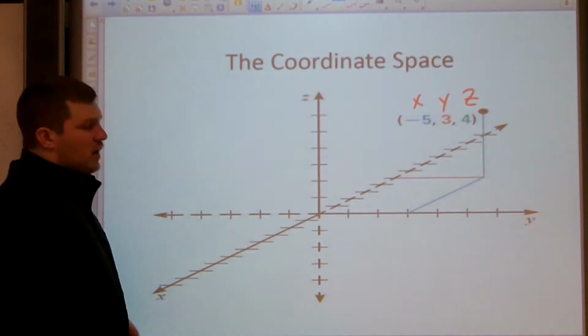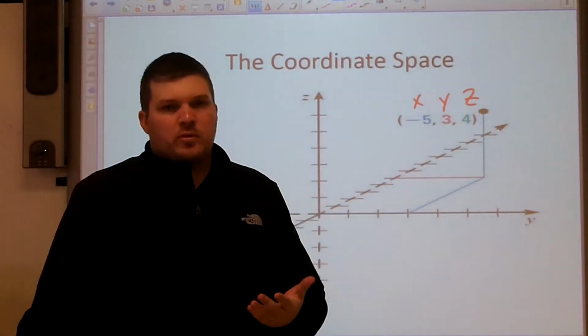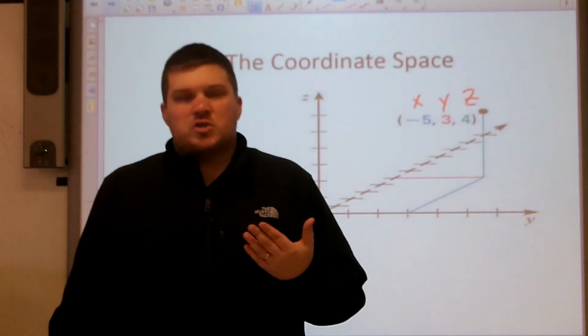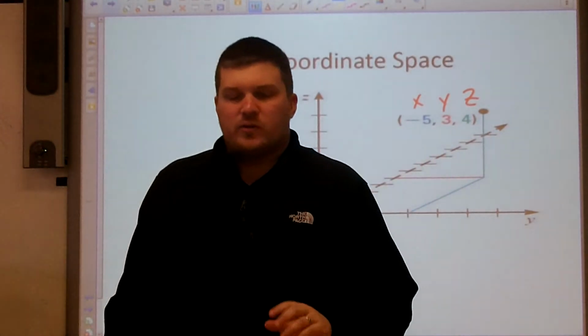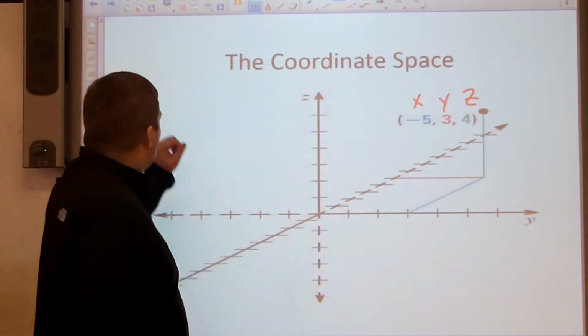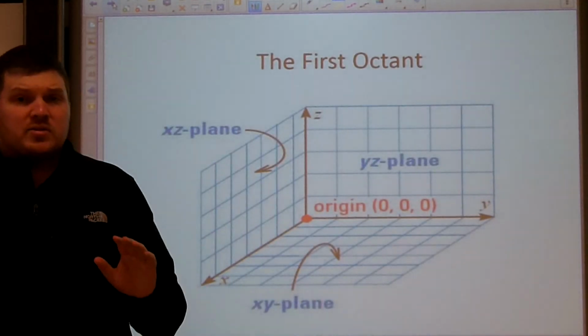I would strongly suggest you maybe copy this axis down, print one out offline, and just pick some random ordered triples and try to graph them yourself until you understand what's going on. And then this is just a picture of the first octant. Like I said, there's 8 octants.